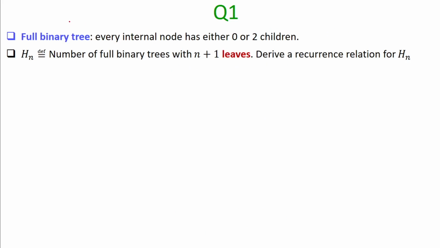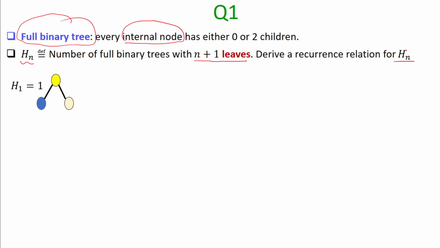So we first define what we call a full binary tree. It is a binary tree where every internal node, and by internal node I mean the nodes which are non-leaf nodes, has either 0 children or 2 children. And h of n is defined to be the number of full binary trees which have n plus 1 leaves. So we have to derive a recurrence relation for this h of n.